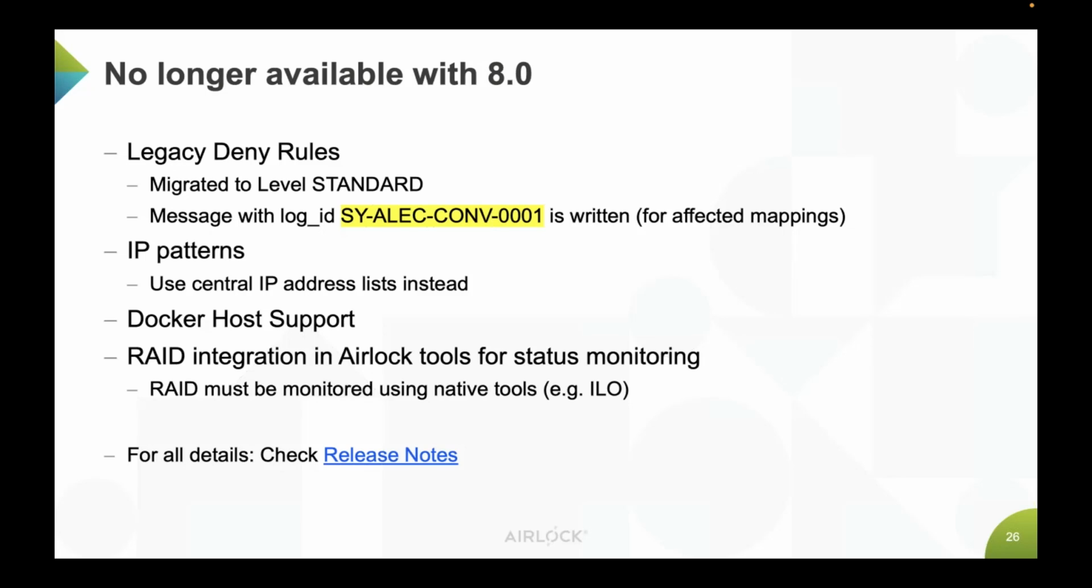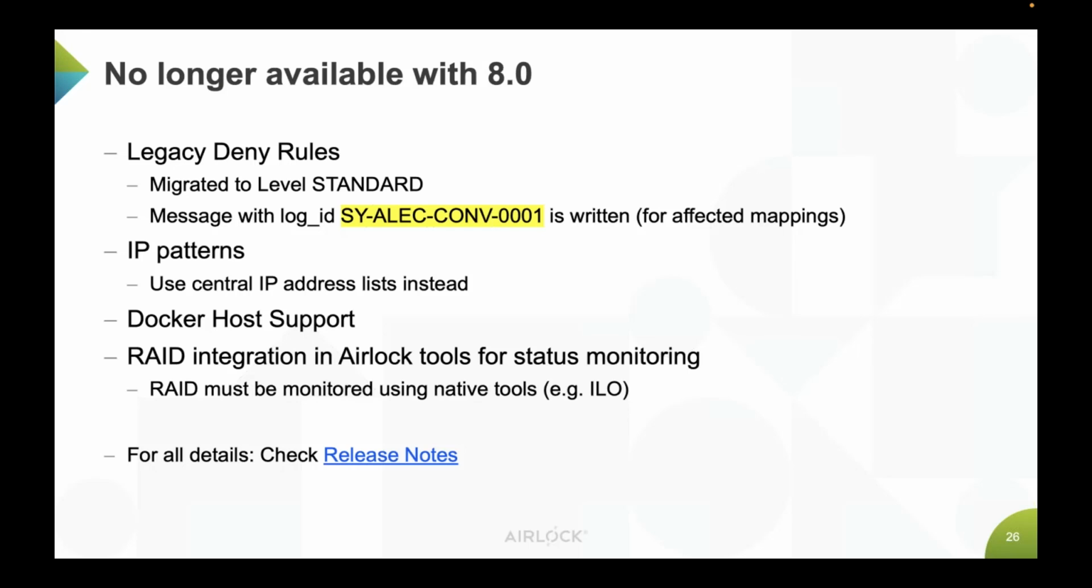So after importing an old configuration, just search the log for this message here in yellow, the conf 0001, because that indicates that you might have missed certain mappings. Just check whether it's okay to run this mapping on level standard and whether exceptions are still appropriate for this.